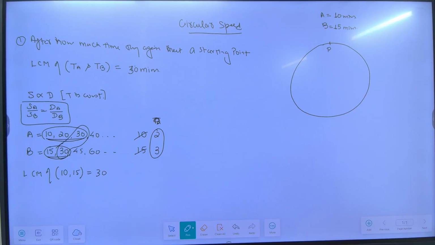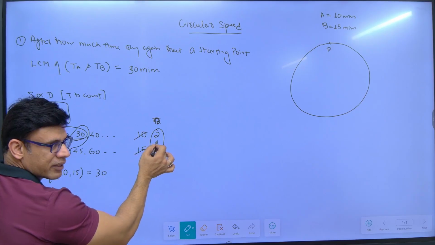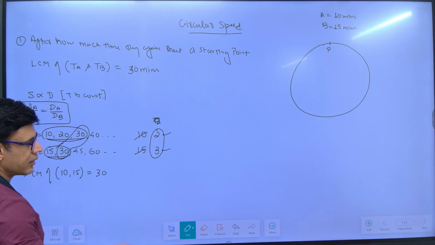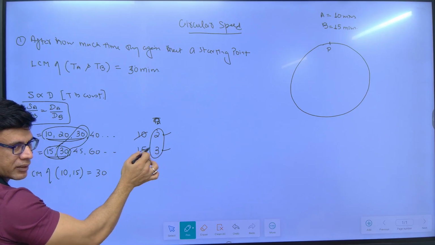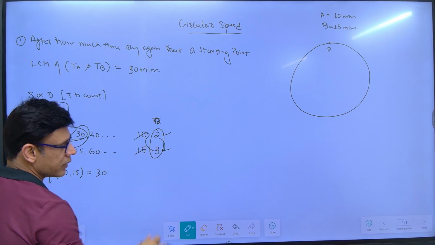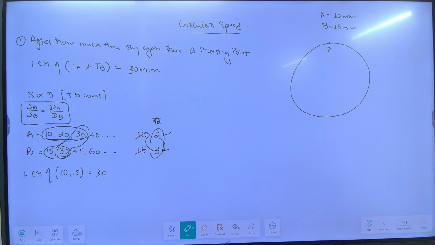Who is faster here? B is faster or A is faster? A is faster. So that is why the time taken by A is 2 in the ratio of 3. This is the ratio of time taken. If you find the ratio of speed, it will be reversed, 3 is to 2, inversely proportional, right? For now you need to know this: when they are meeting for the first time, A has covered 3 complete rounds, B has covered only 2 complete rounds. Clear? Now I come to the second case.